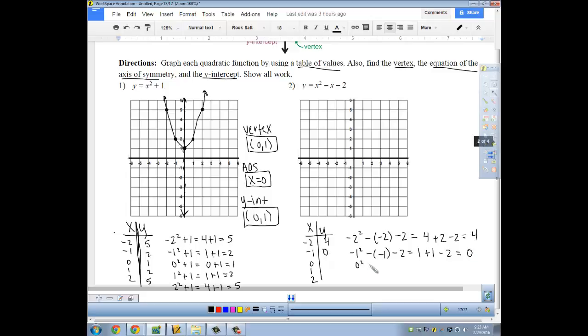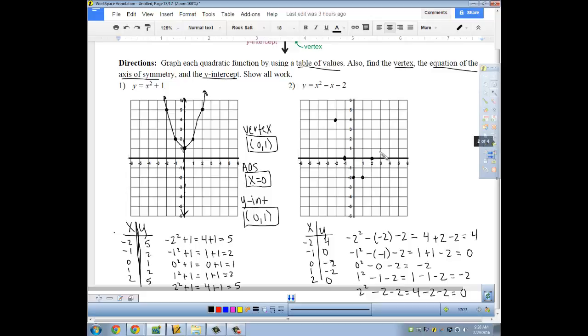If I plug in 0, 0 squared minus 0, minus 2. Well, 0 squared is 0, minus 0 is 0, minus 2 is -2. If I plug in 1, 1 squared minus 1, minus 2, we get 1 minus 1 minus 2, which is -2. Plug in 2, 2 squared minus 2 minus 2. 2 squared is 4, minus 2 minus 2, we get 0. Okay, so I'm going to graph this. -2, 4, -1, 0, 0, -2, 1, -2, and 2, 0.